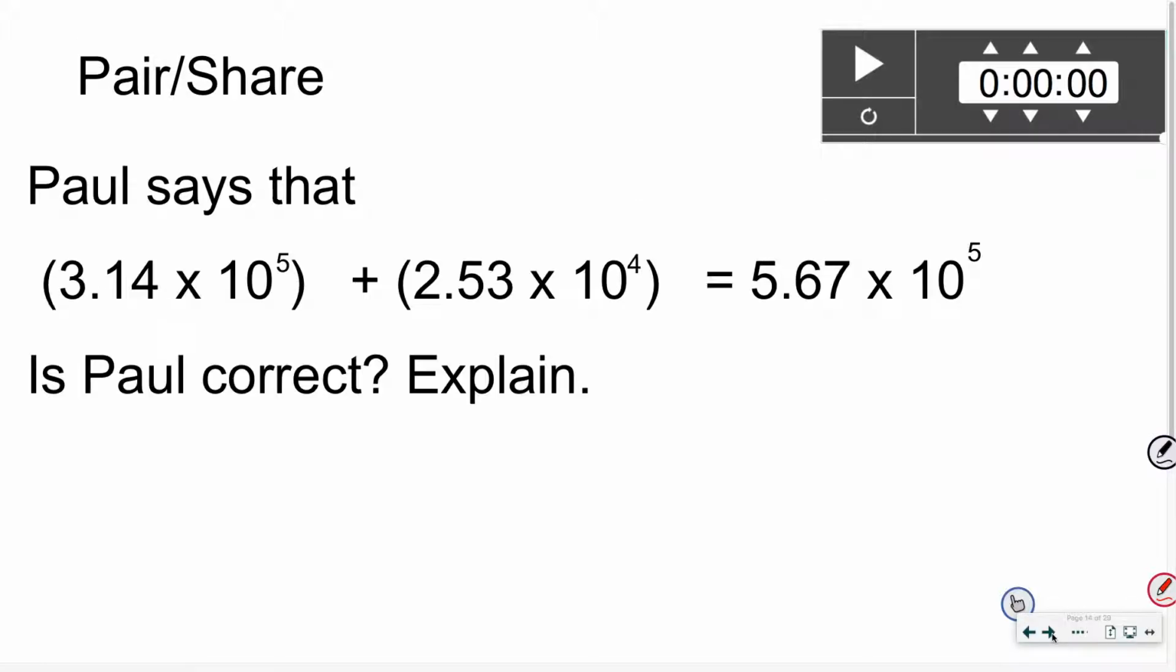And I want you to work on this one for like 3 minutes. Paul says that 3.14 times 10 to the 5th plus 2.53 times 10 to the 4th equals 5.67 times 10 to the 5th. Is he right? I want you to work on this with the people around you. Did he make a mistake or not? If he made a mistake, where did he go wrong? If he made a mistake, can you do it right?